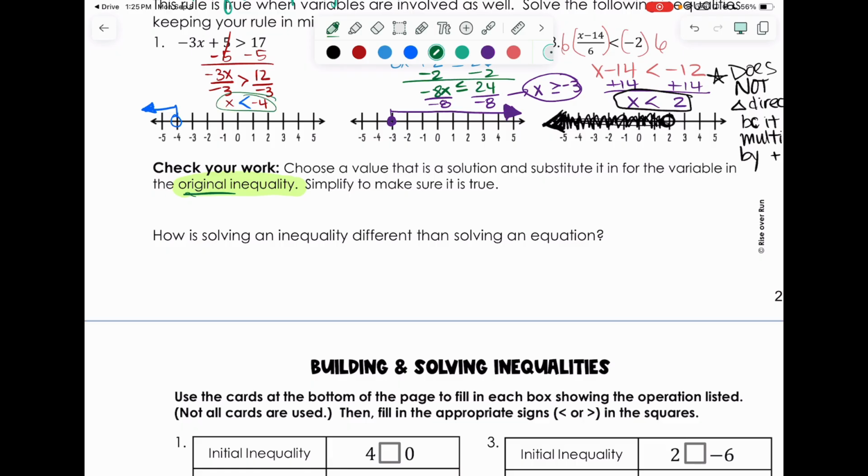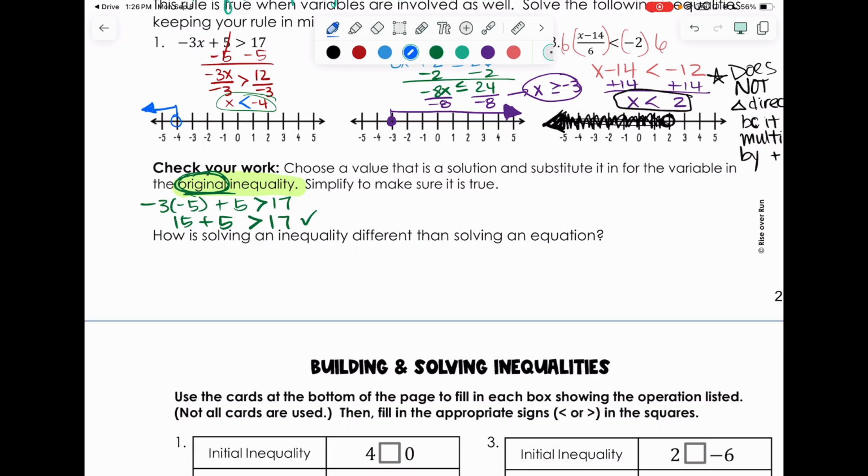Let's pick a number. What's a number that is less than negative 4? Negative 5. So let's do negative 3 times negative 5 plus 5. Should I use the greater than inequality or less than inequality? Greater, because we have to go back to the original inequality. Get it? Yes? Okay. So positive 15 plus 5. Is that greater than 17? Yes, it is. 20 is greater than 17, so we can move on.